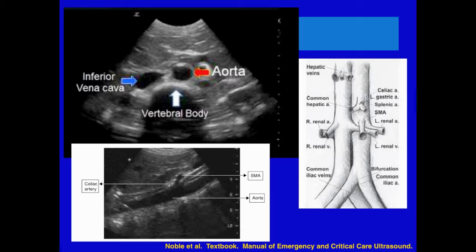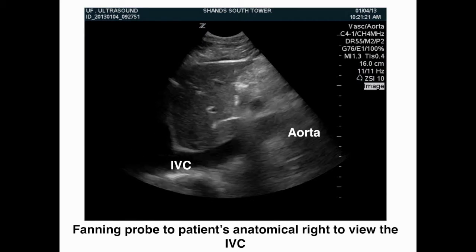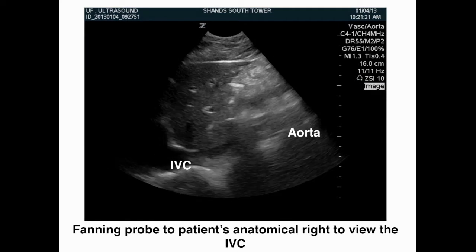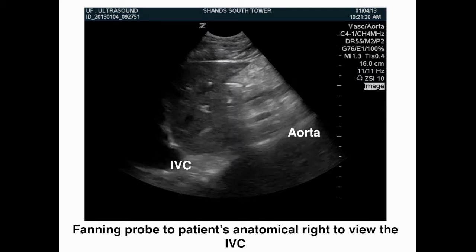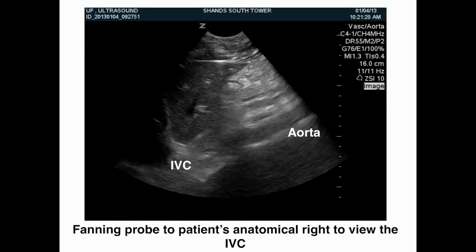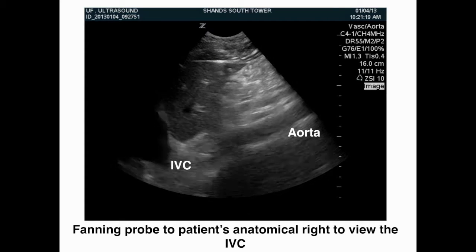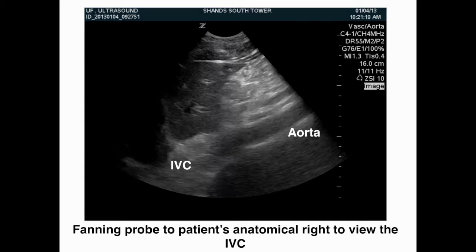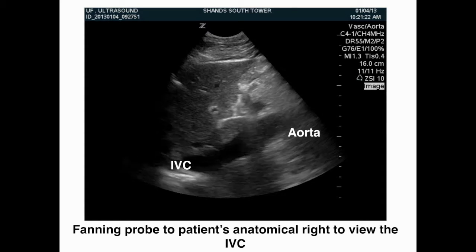On the bottom left, you see a longitudinal view of the aorta. In this view, you can also see some of the branches, such as the SMA and the celiac artery. As you see in this clip, you start with the aorta and then fan the probe to the patient's anatomical right to view the inferior vena cava. This is very important to make sure that the inferior vena cava and the aorta are appropriately found. It is very easy to confuse both of these if you are not careful.